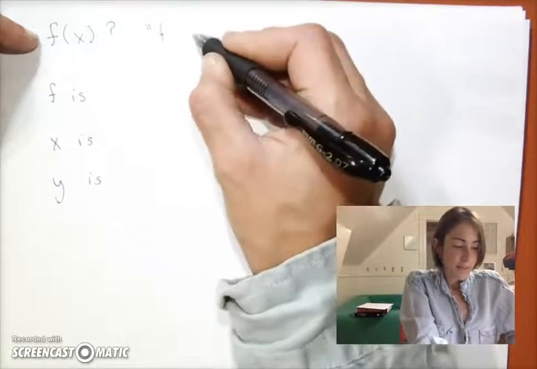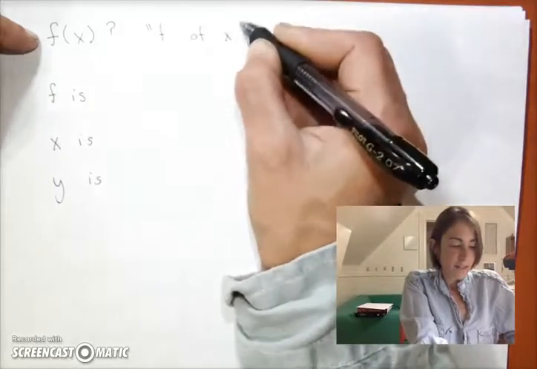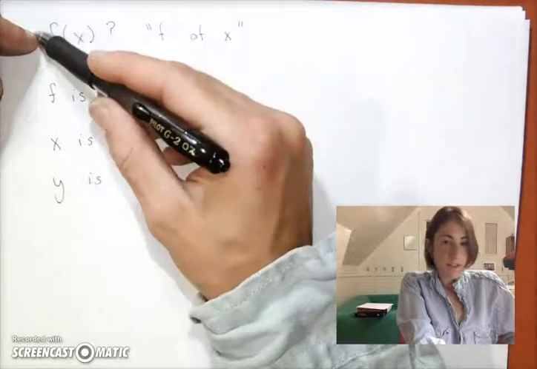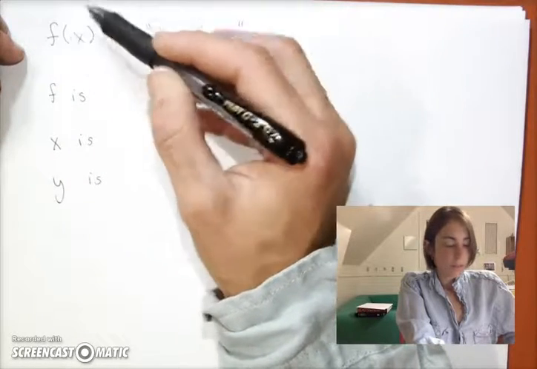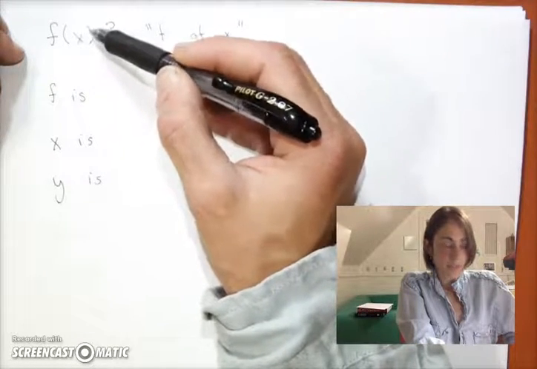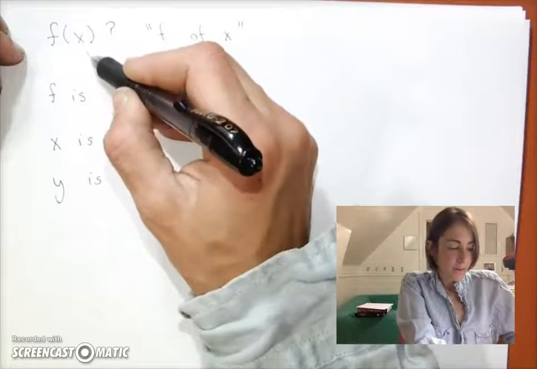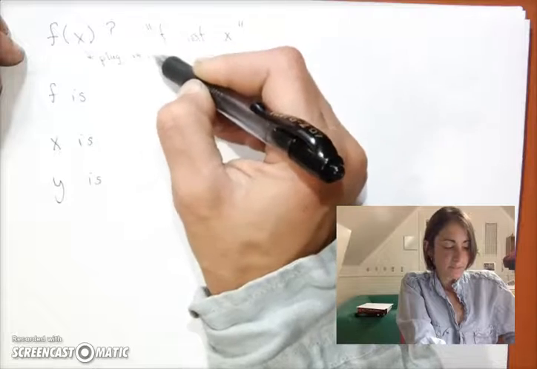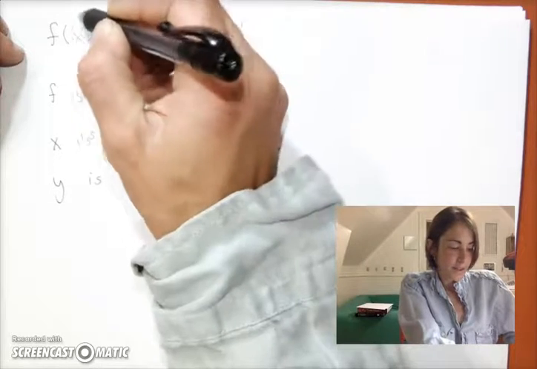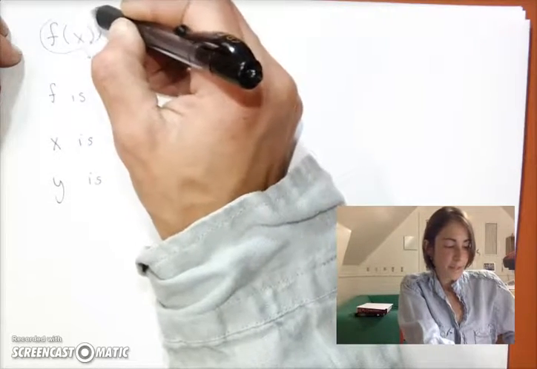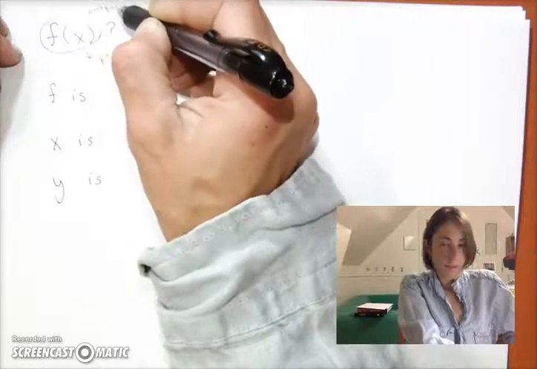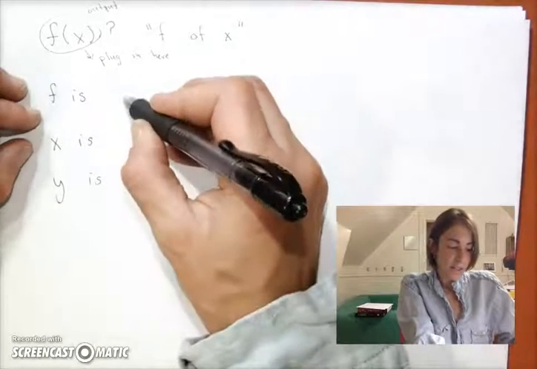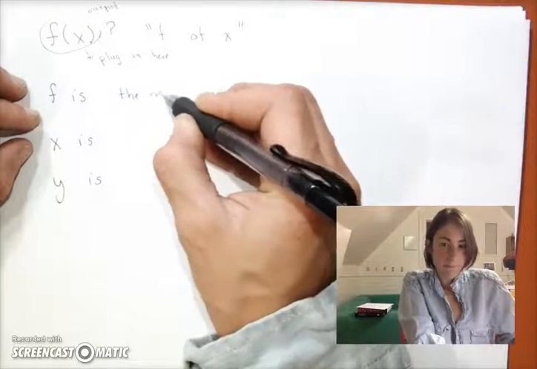This is pronounced f of x, and basically what it means is the function f is a rule which is going to do something to x. So we are going to be plugging in values for x, and this whole thing will give us an output. So when we are using this notation, f is just the name of the function. That's all.